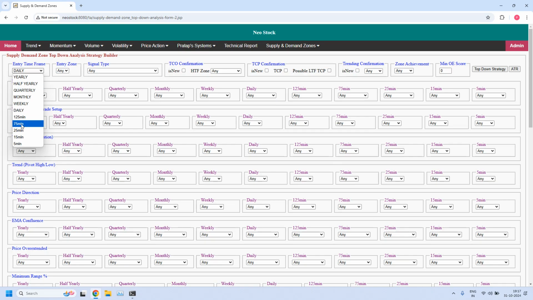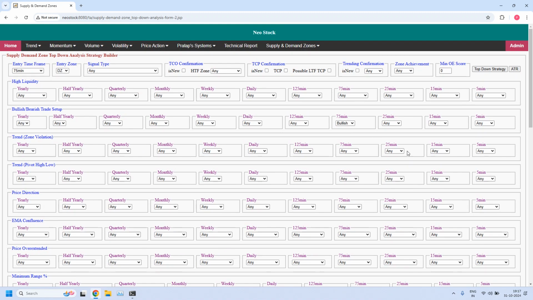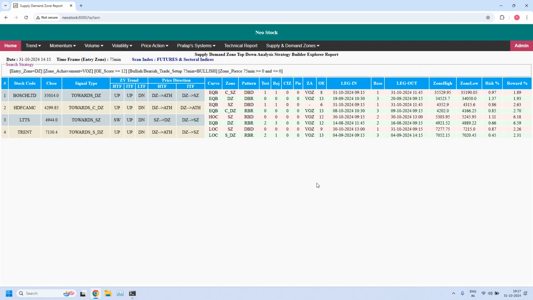Okay, next is about bullish trade setup for weekly income trade. Entry time frame is 75 minutes. Entry zone is demand zone. In bullish or bearish trade setup at 75 minutes, I am selecting bullish. The 75 minutes demand zone should not be pierced. So in the pierced count at 75 minutes time frame, I am setting minimum value 0, maximum value 0. Zone achievement violated opposing zone, minimum odd enhancer score 12. All the three filters are applied to 75 minutes demand zone. Let's verify. We got four stocks. So currently these four stocks are supporting bullish trade setup for weekly income trade, that is entry time frame and entry zone are 75 minutes demand zone.